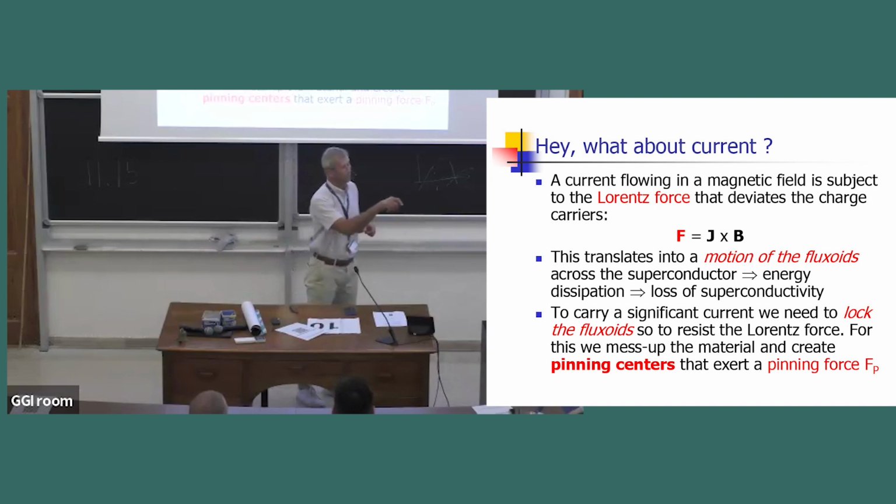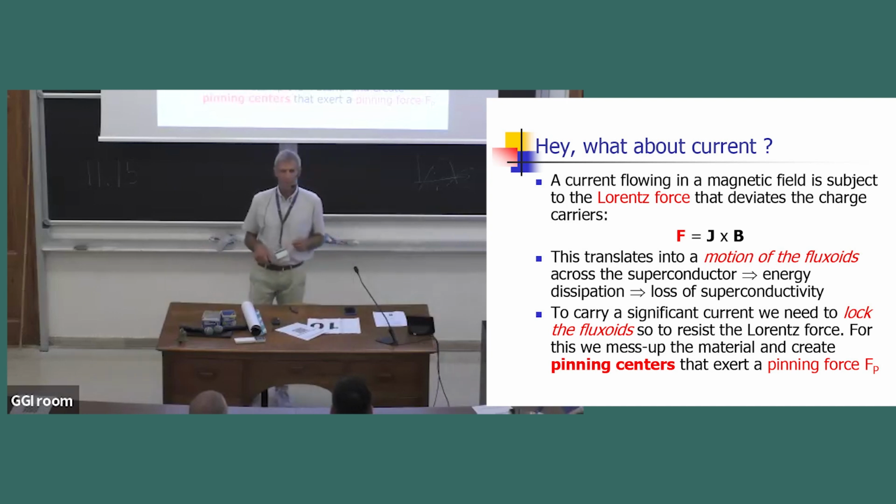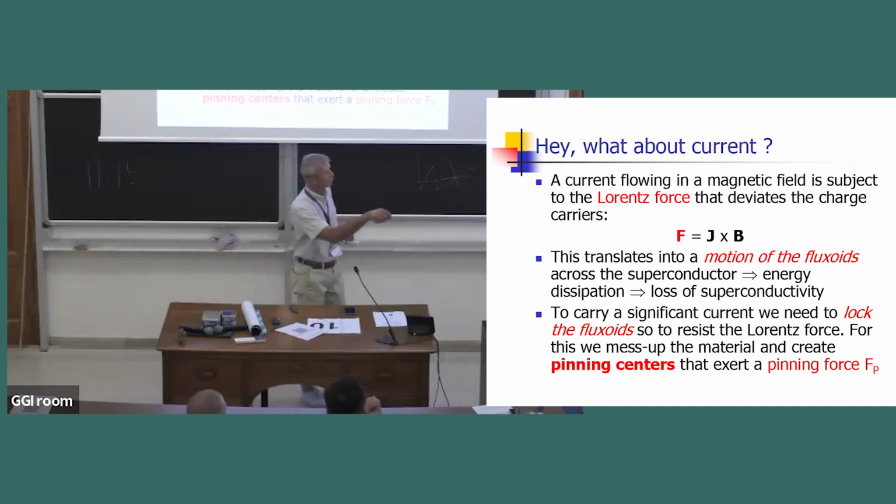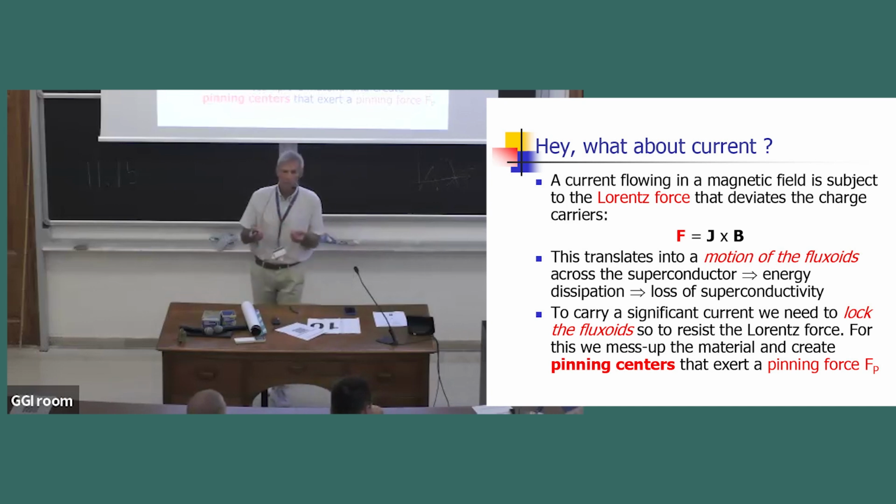We need to lock the current lines, we need to lock the fluxoids, these quanta of flux that are penetrating into the superconductor, and we do that using what we call pinning centers. These are defects. Remember, when you concentrate the field, it's in normal zone. These defects are the normal zones inside the superconductor where you lock the flux lines. And you do that because these pinning centers exert a pinning force. Depending on the defect, depending on the material, you have a certain force.